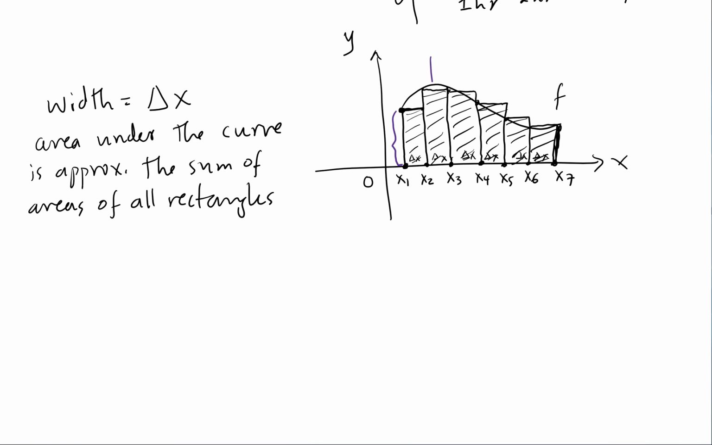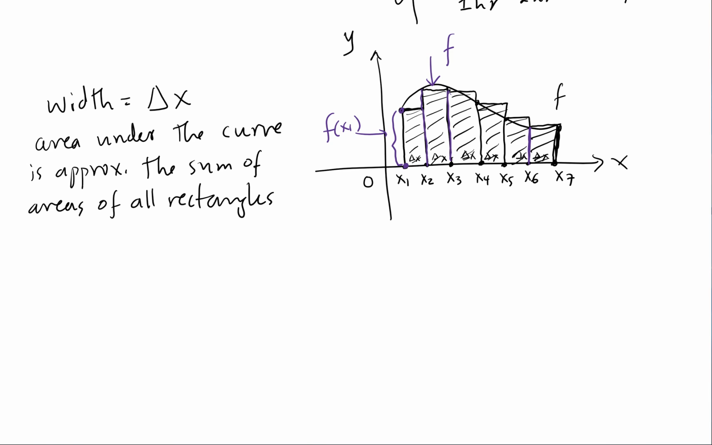Well, remember this is a function f. If I take x1 and evaluate the function at that, f of x1, that will give me the distance from here to there. That gives me the height or the length of the rectangle. If I want to find it for the next one, I find f of x2. Next one, f of x3, all the way to f of x6. So x7 doesn't count. We don't need to count it.